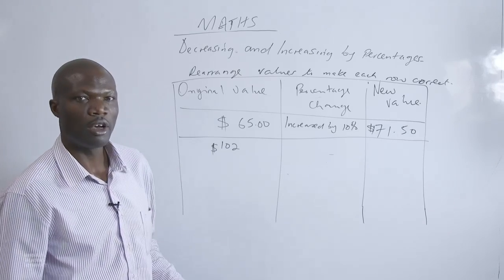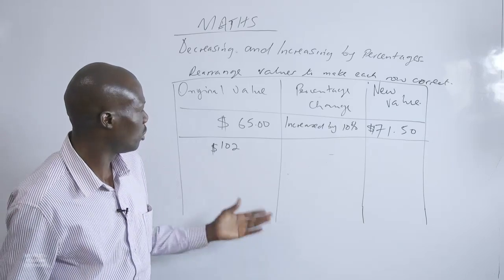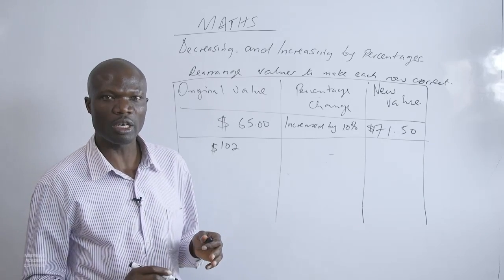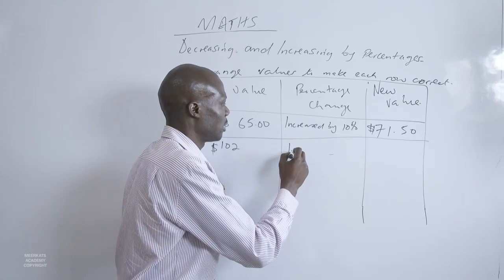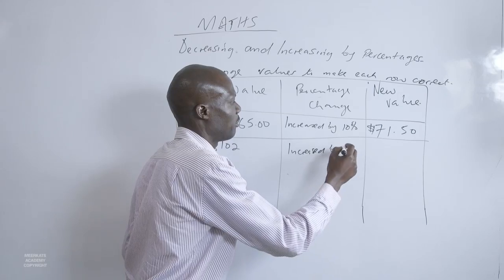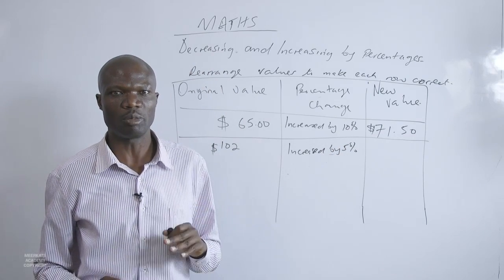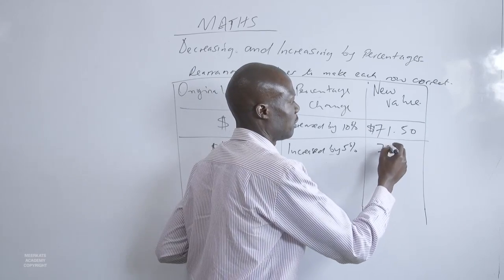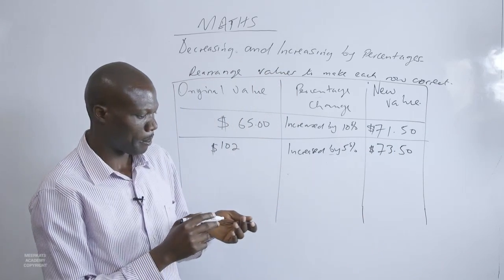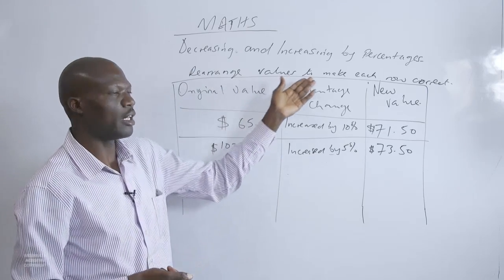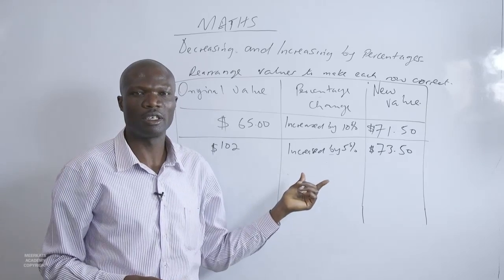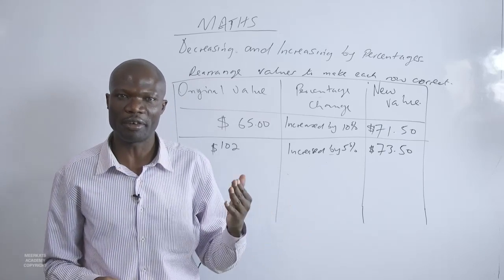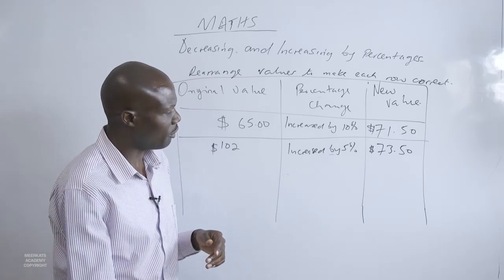Now, I want you to do the same in the following. In most cases here, we require our calculator to be able to have the values correctly put. So we have 102, and this 102 is increased by 5%. And then what we have there before we rearrange is $73.50. We want to make each row correct. Is the information contained here correct? If it's not correct, what is the correct arrangement? We need to rearrange.